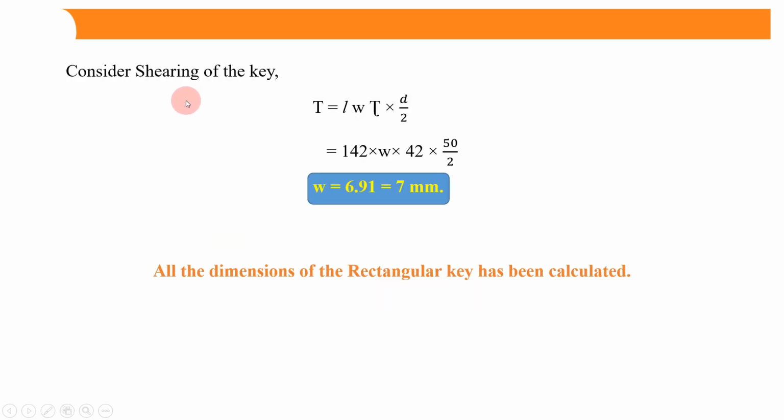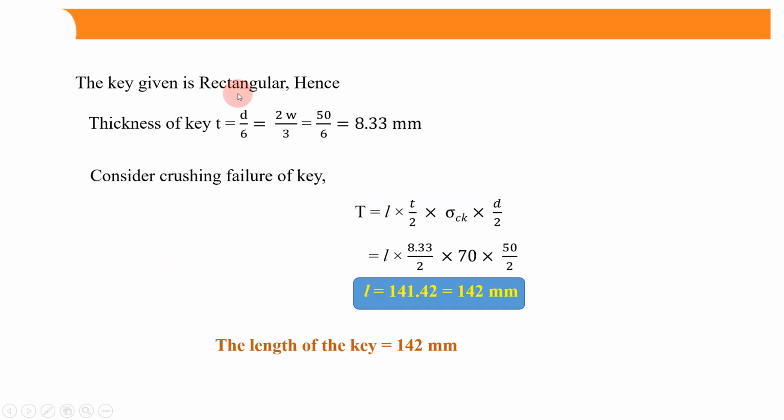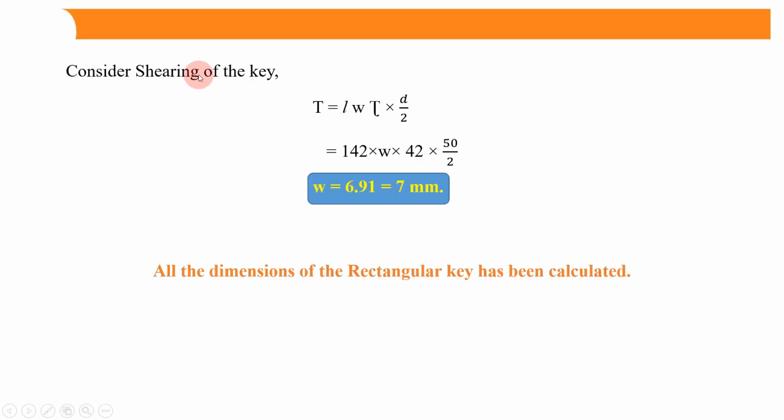Then consider shear failure of the key. By considering crushing failure, we have calculated the length of the key. Now we are considering the shearing of the key. So T equals L into w into tau into d by 2. This is the formula for shearing of the key. I have put in all these values: the value of L that we calculated, 142, into w into 42 into 50 by 2.